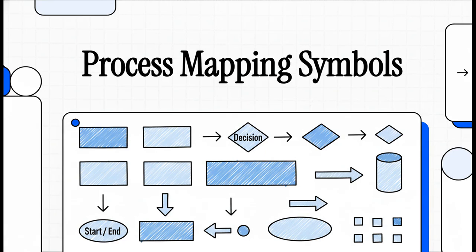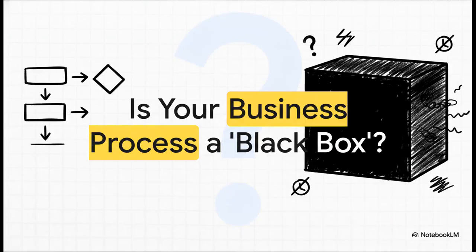Today, we are opening up the essential toolkit for anyone who's serious about improving how work actually gets done. We're talking about process mapping symbols. And look, this isn't just some academic exercise in drawing diagrams. This is about mastering the visual language that top consultants and operations leaders use to turn organizational chaos into streamlined, profitable systems.